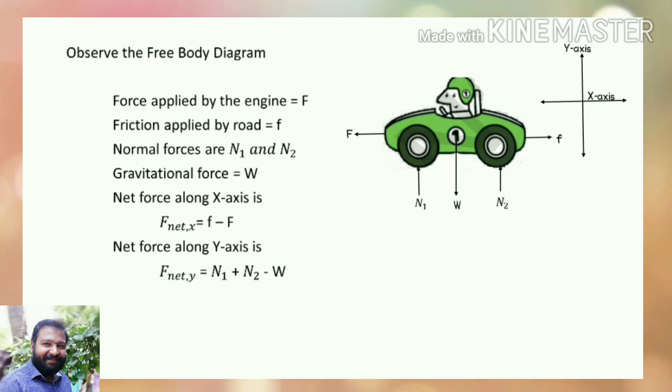Good. Now coming to the net force along the y-axis, that is the vertical direction. In the vertical direction, three forces are acting, N1 and N2. Two normal forces are acting in the same direction, so we have to add N1 plus N2. W, the gravitational force, acts opposite to the normal, so minus W. Two forces are in the same direction, N1 plus N2. W is in the opposite direction. So the resultant force along the vertical direction is N1 plus N2 minus W. I hope you understood. Now another example.